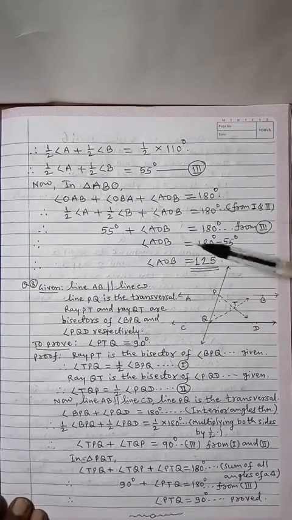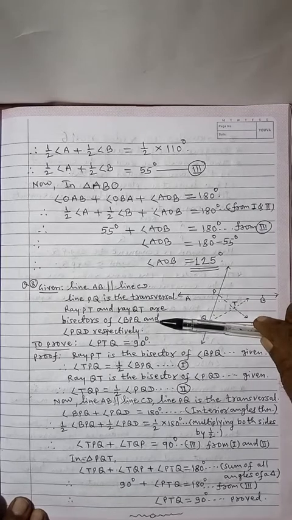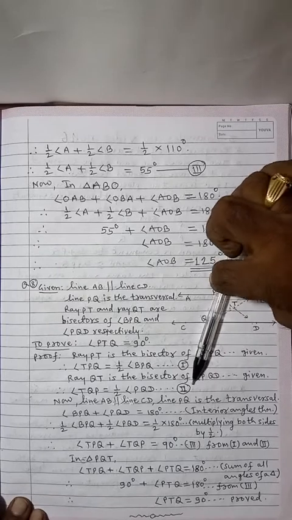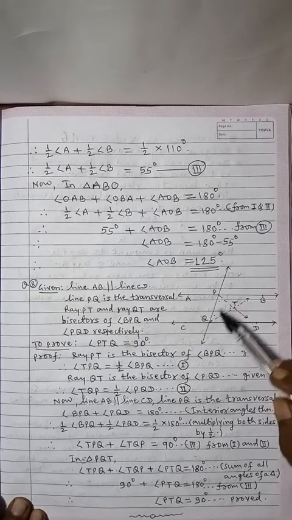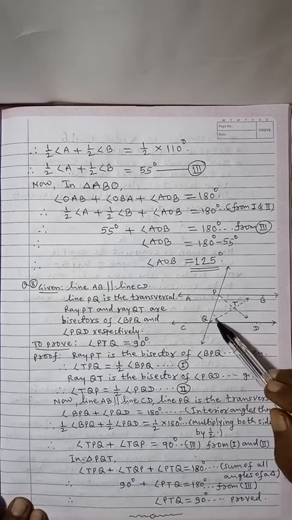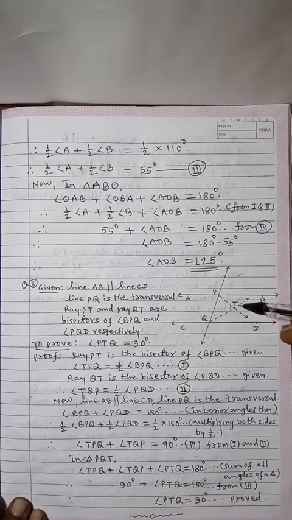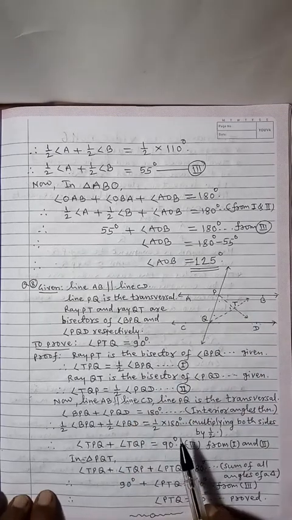What is given? Line AB is parallel to line CD. This line PQ is the transversal. Ray PT and ray QT are bisectors of angle BPQ, this angle, and angle PQD, this angle, respectively. Then to prove: measure of this angle PTQ is equal to 90 degrees. We will go for the proof.